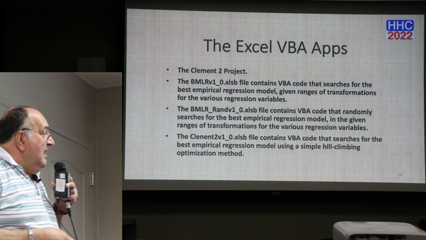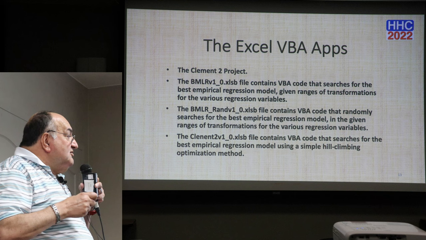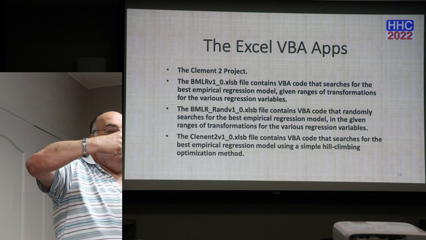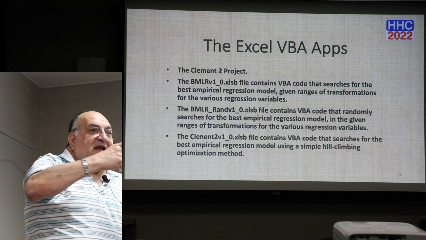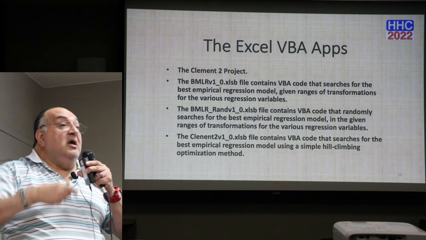And the last one searches for the best empirical model using a simple hill climbing. It basically has a trust region, and the median point is its anchor point. If it finds a better point in that region, then that becomes the median, and it shifts. It keeps doing that until it fails to produce a better model or runs out of the number of iterations that you have prescribed.